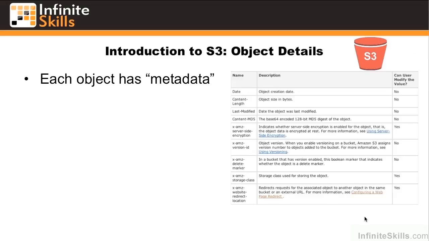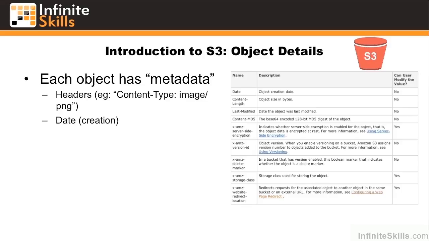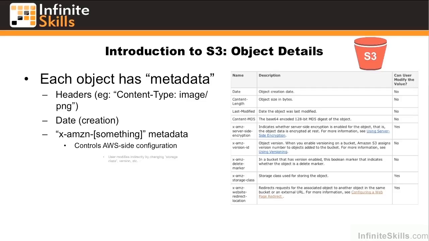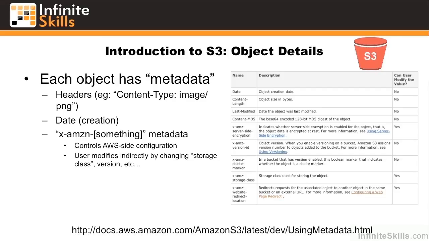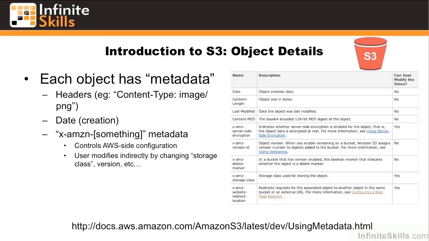Each object also has metadata associated with it. This data can be things like headers, such as the content type, the date of creation, and x-amz metadata. The x-amz parameters control AWS side configuration. The user modifies these indirectly by changing storage class, version, so on and so forth. More information on metadata can be had at this URL.